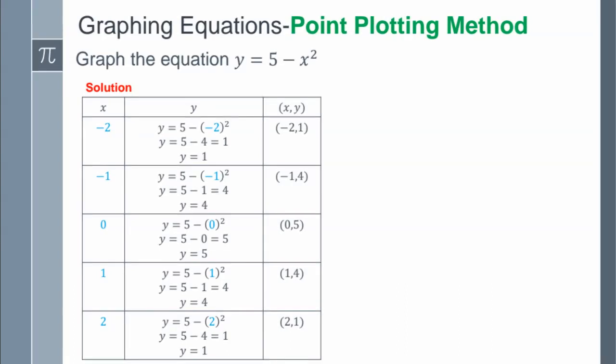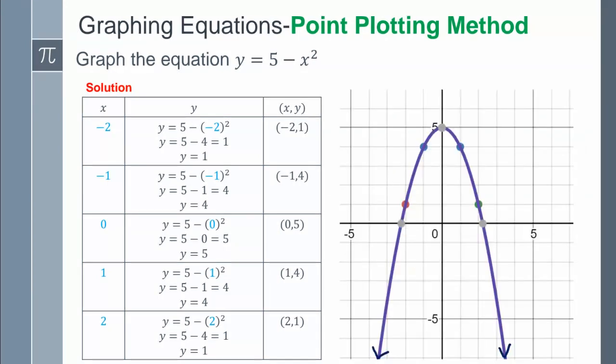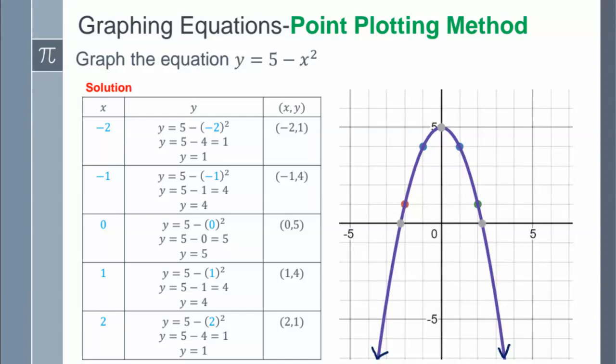So then we go to the graph and graph it. We're going to plot our points. You notice this is going to be a parabola. Everything that has a square on the x is going to be a quadratic function, so it's always going to be a parabola. This is the way the graph is going to look, an upside down parabola. And why is it upside down? Because the coefficient in front of the x squared is negative.